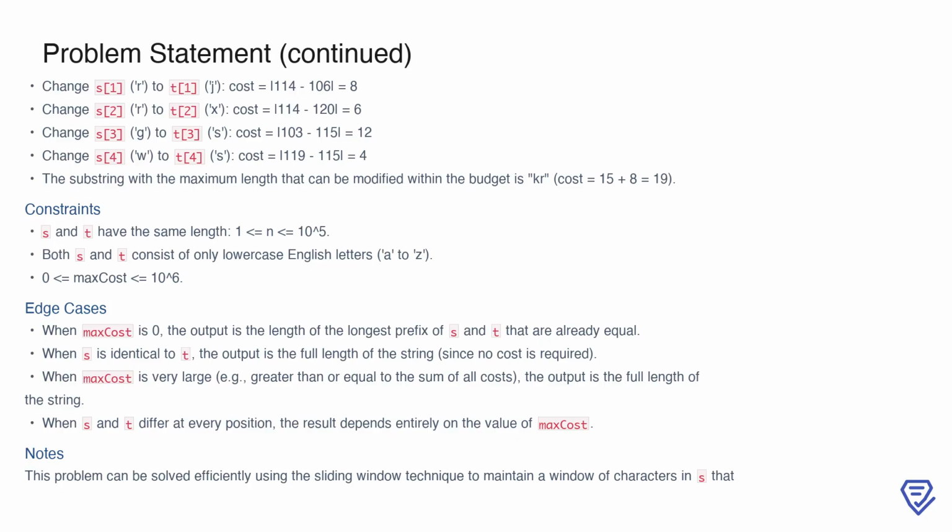When max cost is very large, the entire string S can be converted to match T. For single character strings, the substring length is 1 if the conversion cost is within max cost, otherwise, it's 0. Lastly, when the input size is at its maximum, the solution must handle these efficiently within the given constraints to avoid time limits being exceeded.